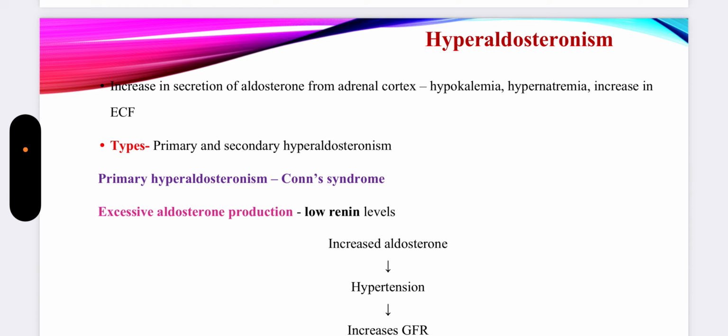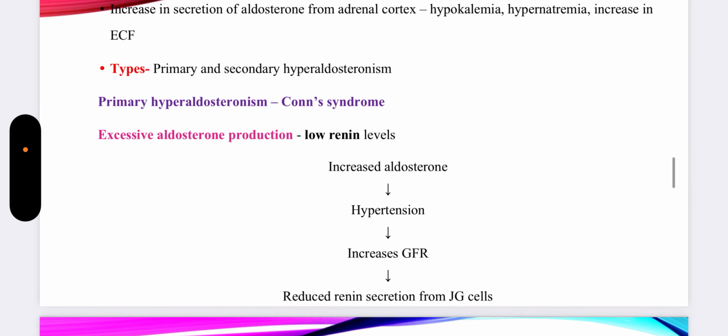Now this hyperaldosteronism is of two types basically, primary and secondary hyperaldosteronism. Let's come to primary hyperaldosteronism first. Another name of primary hyperaldosteronism is Cone syndrome. So either you can be directly asked about primary hyperaldosteronism or you can be asked about Cone syndrome. You have to keep this thing in mind.